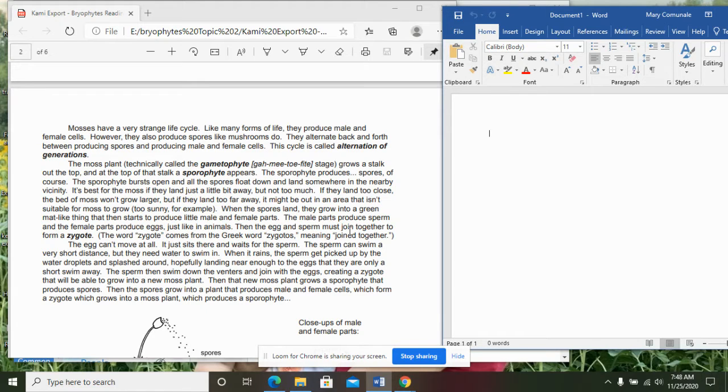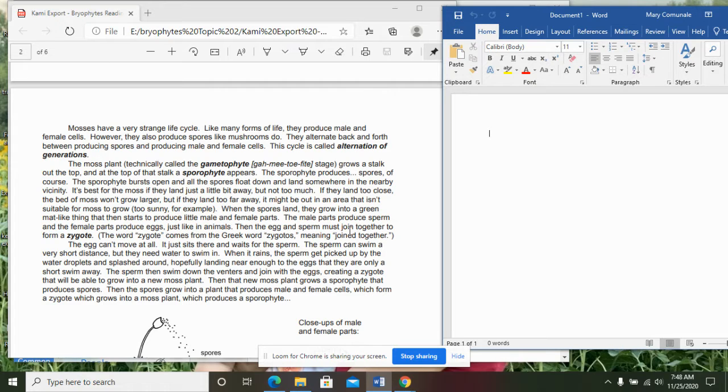The moss plant, technically called a gametophyte, grows a stalk at the top, and at the top of the stalk a sporophyte appears. The sporophyte produces spores, of course. The sporophyte bursts open, and all the spores float down and land somewhere in the nearby vicinity. It's best for the moss if they just land a little bit away, but not too much. If they land too close, the bed of moss won't grow larger, but if they land too far away, it might be out in an area that isn't suitable for a moss to grow, too sunny, for example.